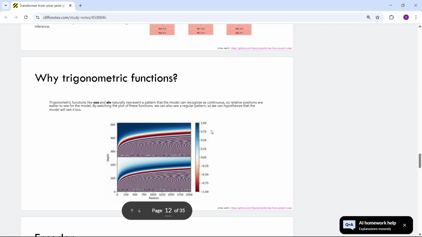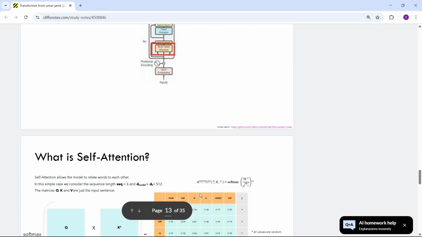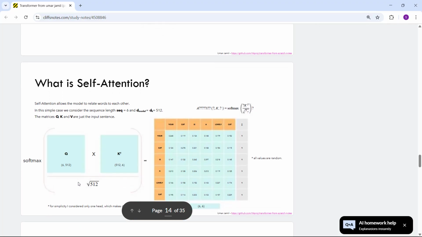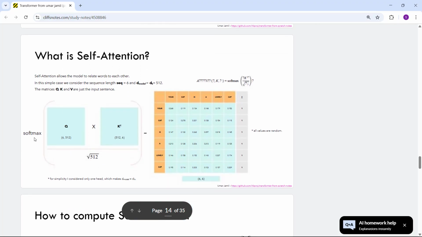Go back to this article that we were referring to before. Let's go to the self-attention section. So here you can see what self-attention is, and this is the formula they're trying to apply. And the input sequence is "your cat is a lovely cat". So here we are trying to calculate the attention score for each word with respect to each other word.